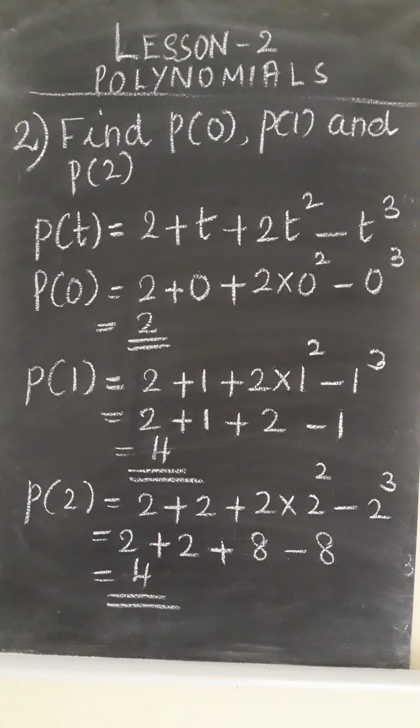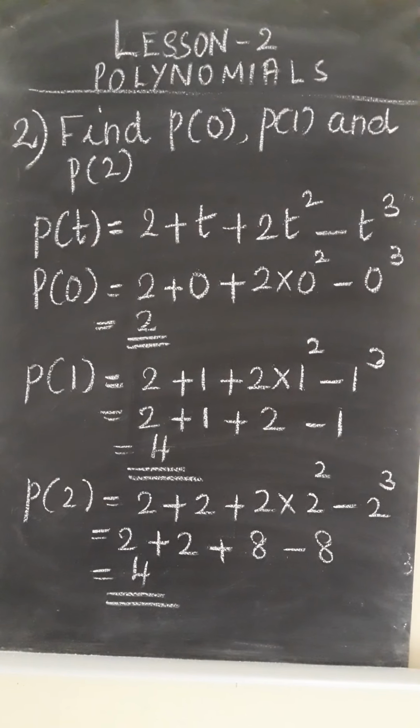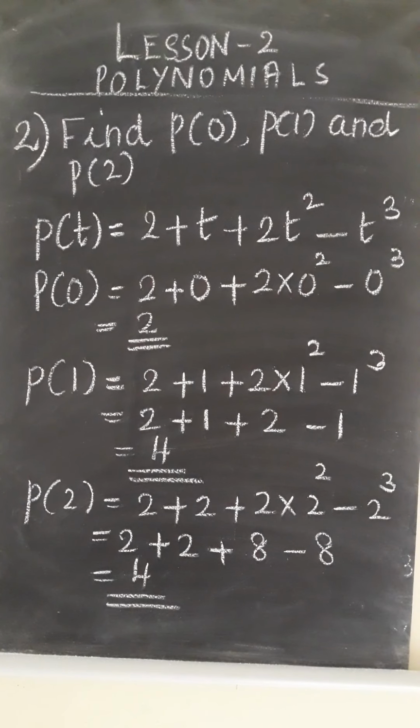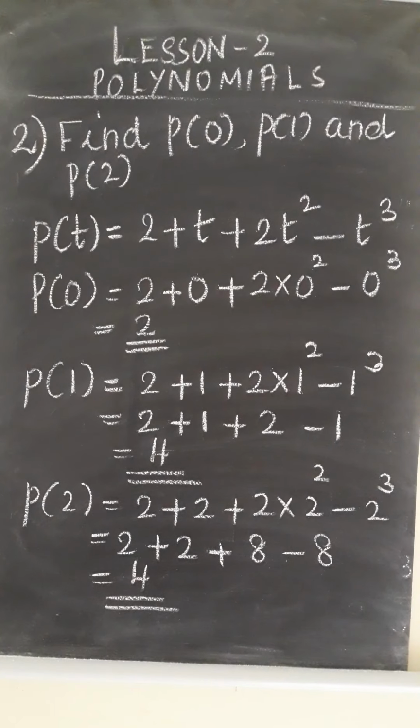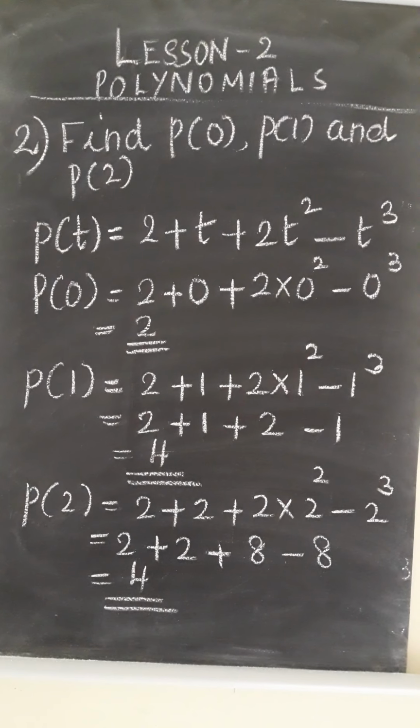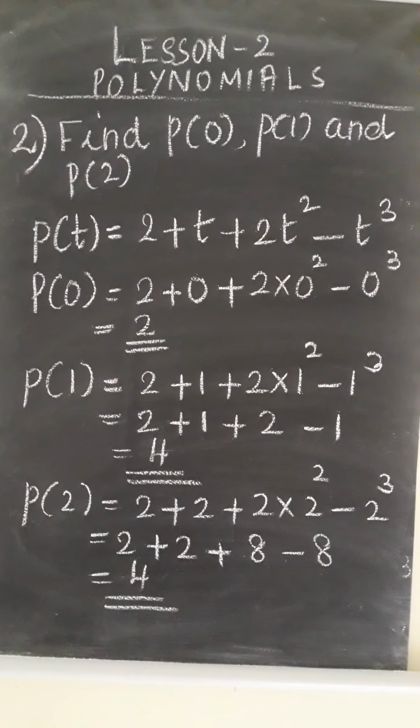And p of 2 is equal to 2 plus 2 plus 2 into 2 square minus 2 cube. So it becomes 2 plus 2 plus 8 minus 8. 8 and 8 cancel. So the final answer is 4.